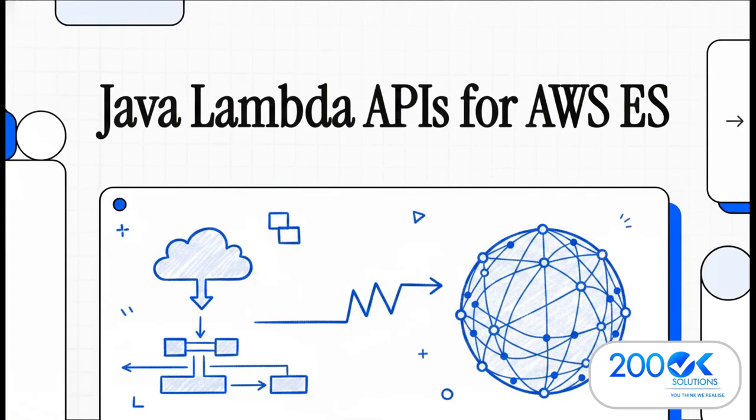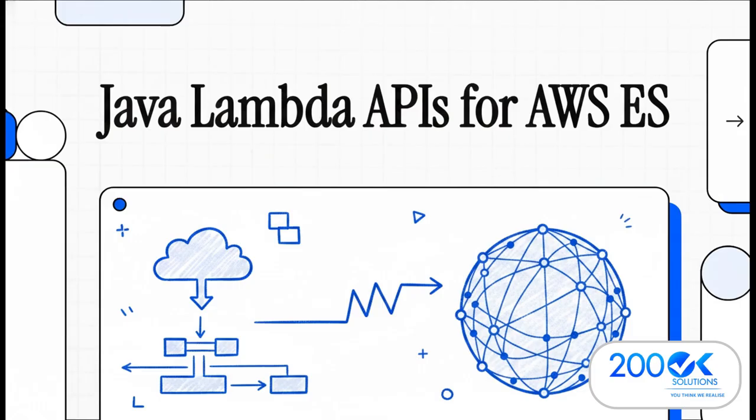Welcome to this explainer. Today, we're taking a pretty complex integration manual and turning it into a crystal clear blueprint for a serverless search API. We are bridging two absolute titans of cloud computing, Java-based AWS Lambda and Amazon Elasticsearch. So if you've ever wondered how to securely and efficiently connect your serverless architecture directly to a massive search engine, you are in exactly the right place.